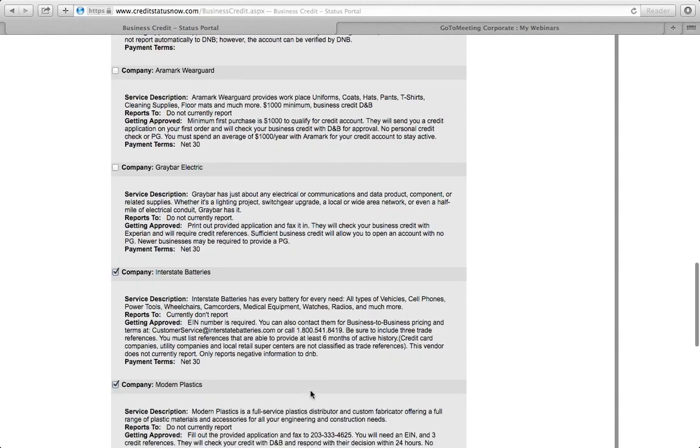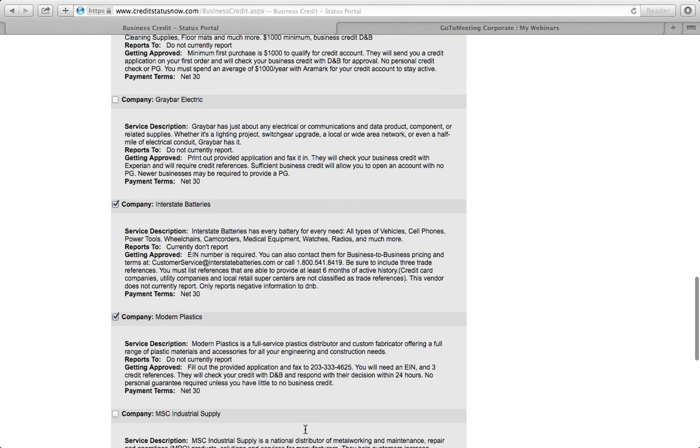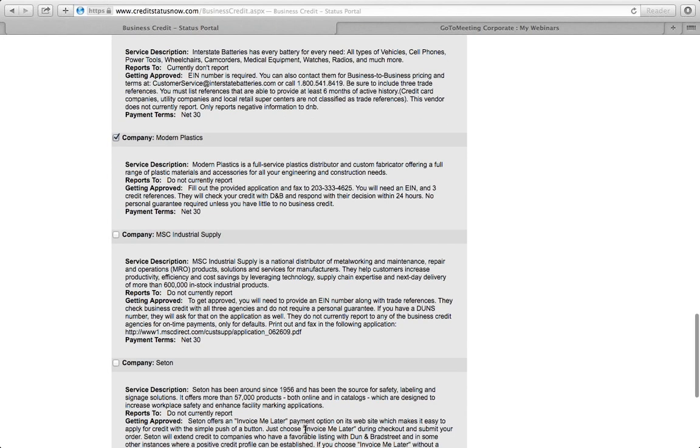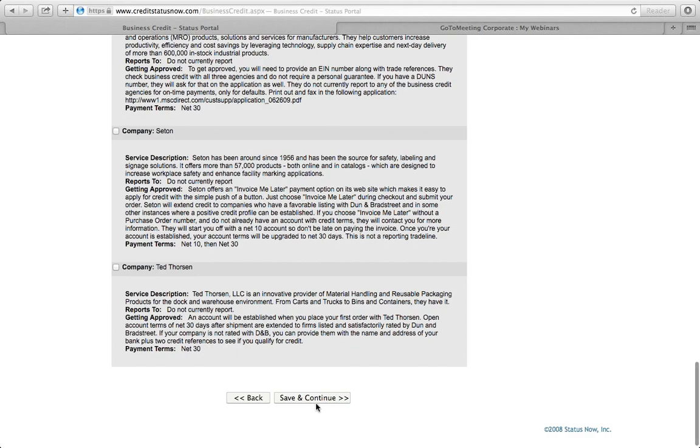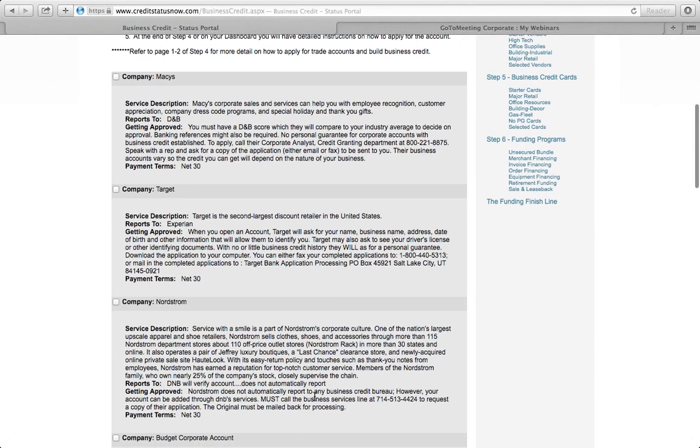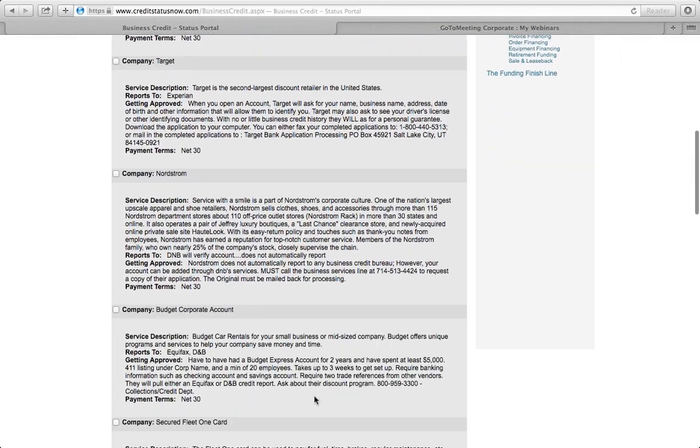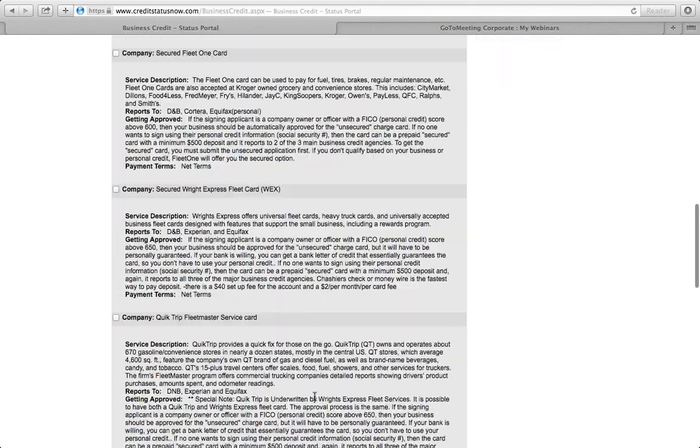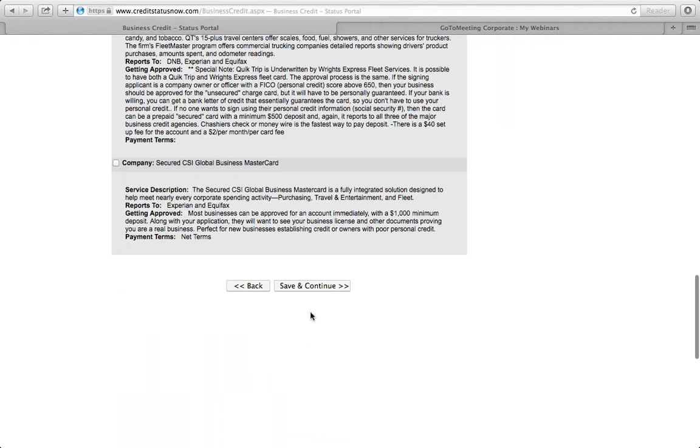So we're marking those boxes on the accounts we're interested in, reading the getting approved. It's going to take a little time to go through all these and come up with that perfect recipe of accounts you're interested in. Just because you mark the box, it doesn't mean the application's submitted. You're not committed to it. You're simply saying, I want instructions and more detail on that account.